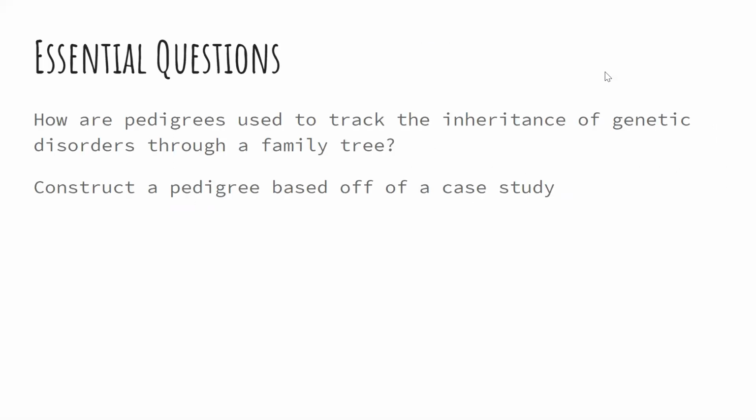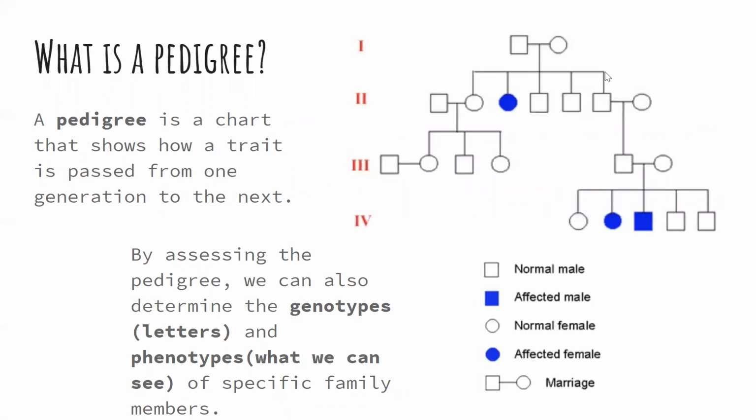So your essential questions for this lesson are: how are pedigrees used to track inheritance of genetic disorders through a family tree? And also we're going to be constructing a pedigree based off of a case study. So you're going to be able to build a pedigree based off of a word problem given to you. So instead of just being able to interpret one, you're going to be able to build one as well.